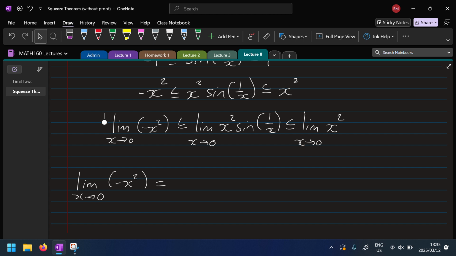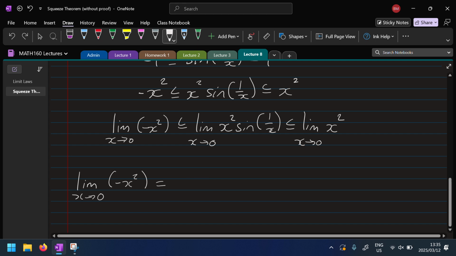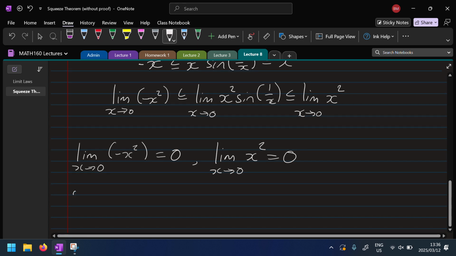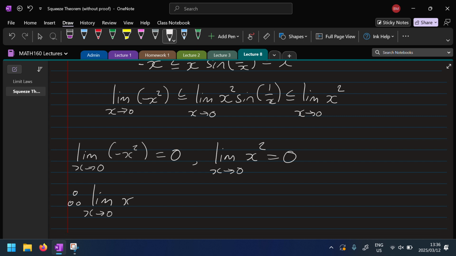Okay, what about the other one on that right-hand side? X squared instead of minus x squared. What's the limit? 0 also. So here we have 0. Limit x goes to 0 of x squared is also 0. So f, g, and h, they're all going to have the same limit value by the squeeze theorem. Therefore, the limit as x goes to 0 of x squared sine 1 over x must also be 0. The left one 0, the right one 0, the middle one must be 0. Why? Well, by the squeeze theorem.